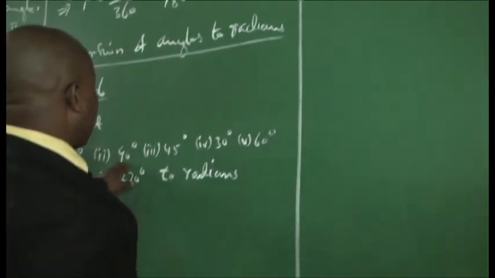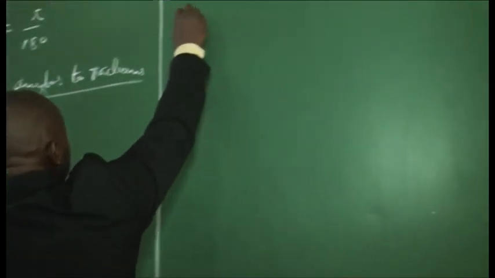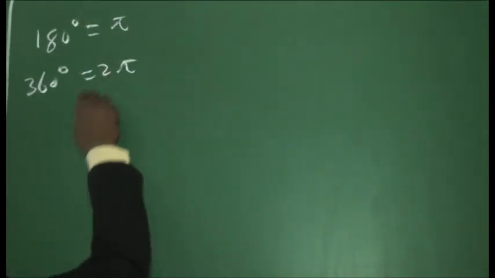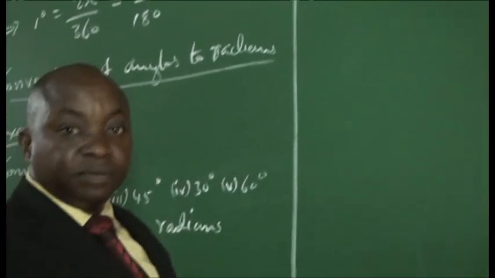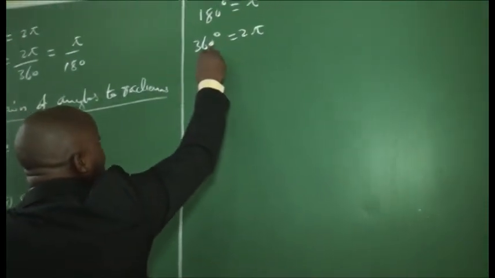The same will be true for 90 degrees. We can also convert it. That is, I know that 360 degrees equals 2 pi, and that for me to get 90 degrees, it must be 360 degrees divided by 4. That gives me 90 degrees. So I'll have this.